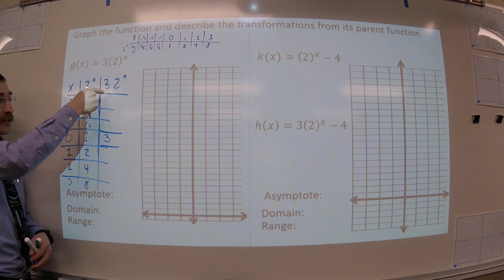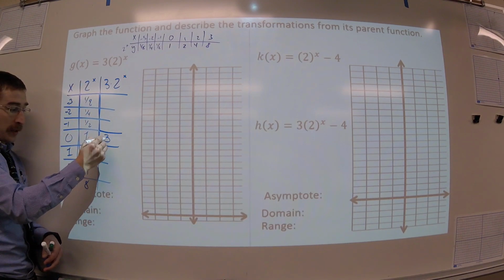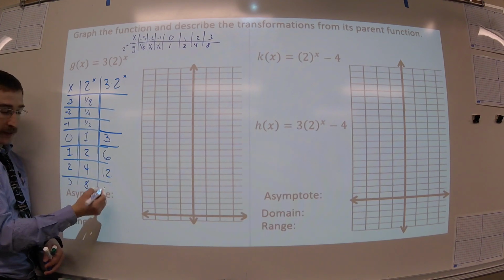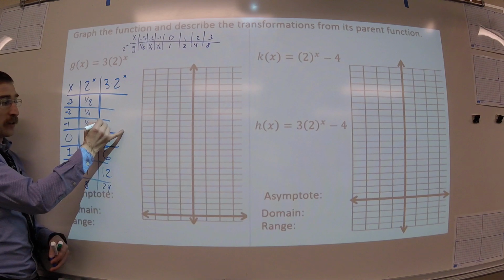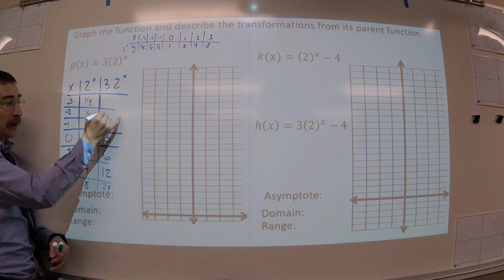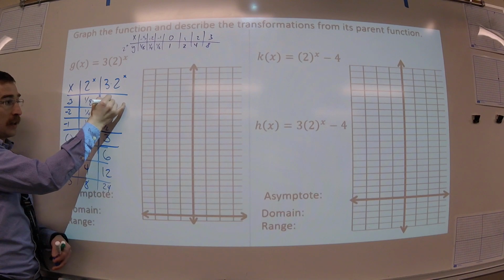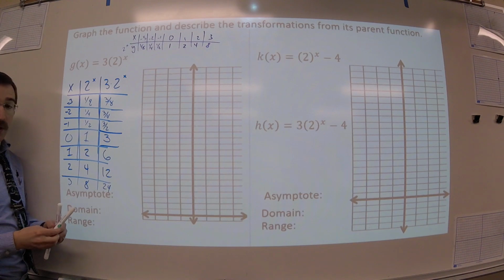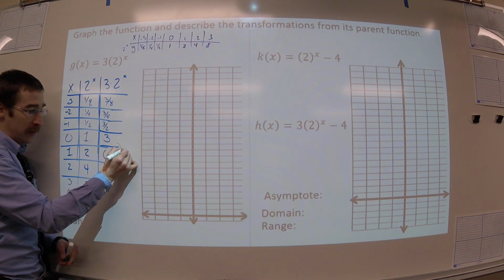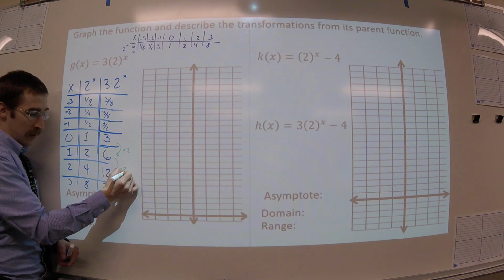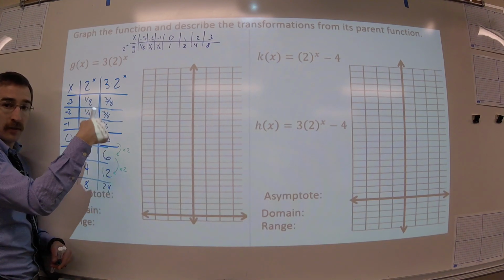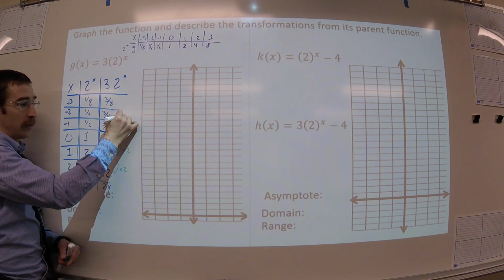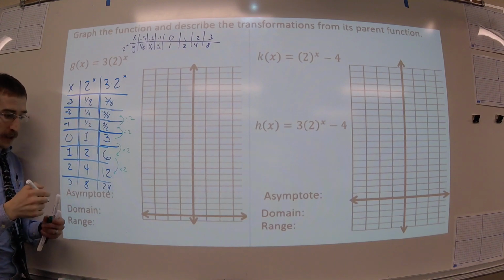3 times 2 to the x is just 3 times each of these numbers. So here I'm going to get 3, I'm going to get 6, 3 times 4 is 12, 3 times 8 is 24. Here I'm just going to write it as 3 over 2, write this as 3 over 4, and 3 over 8. So we'll notice, what's the pattern here? The pattern is still times 2. As x gets larger, we're multiplying by 2. As x gets smaller, we're dividing by 2, or we're multiplying the denominator by 2.